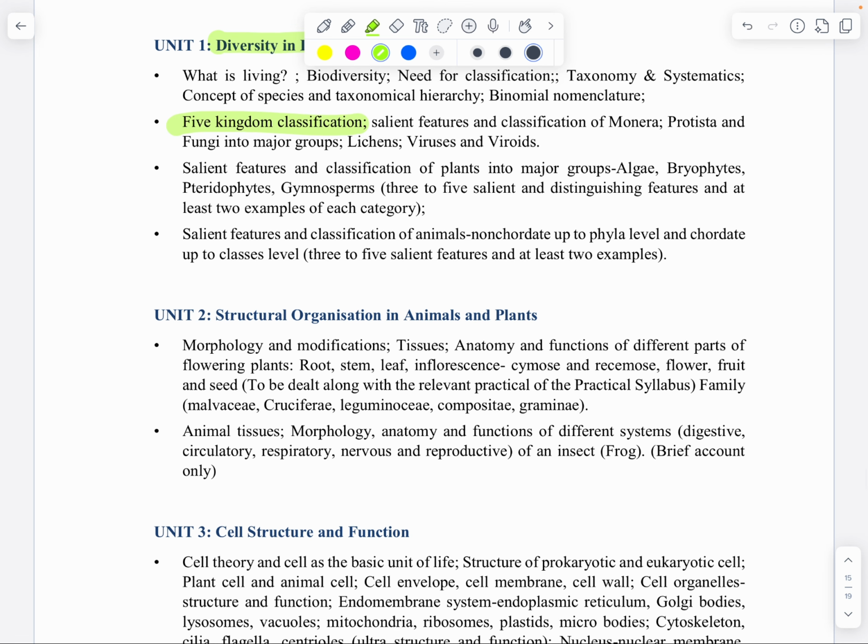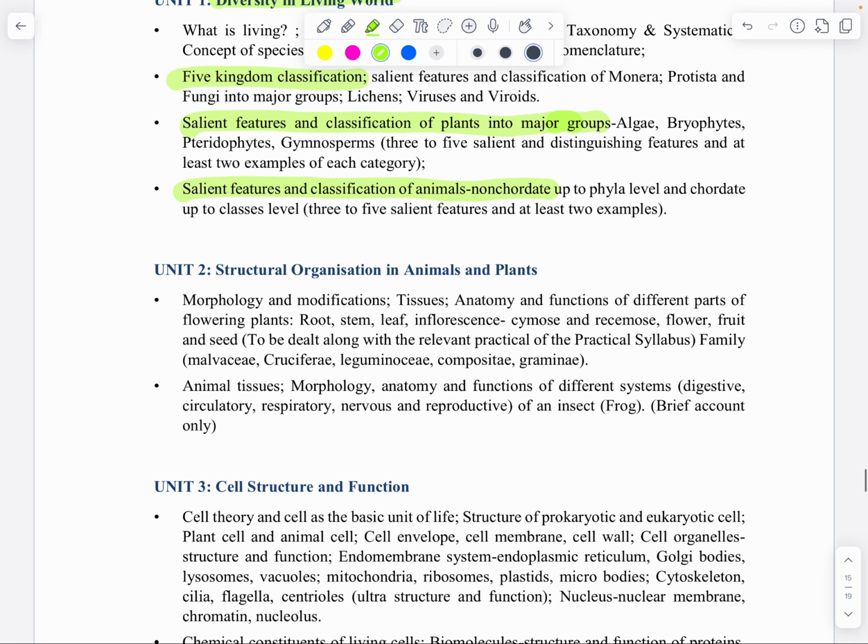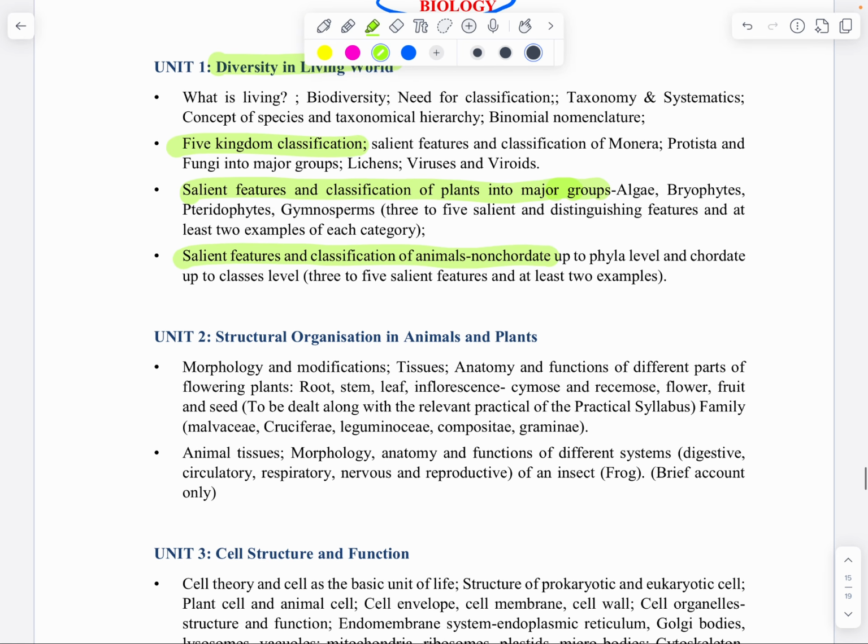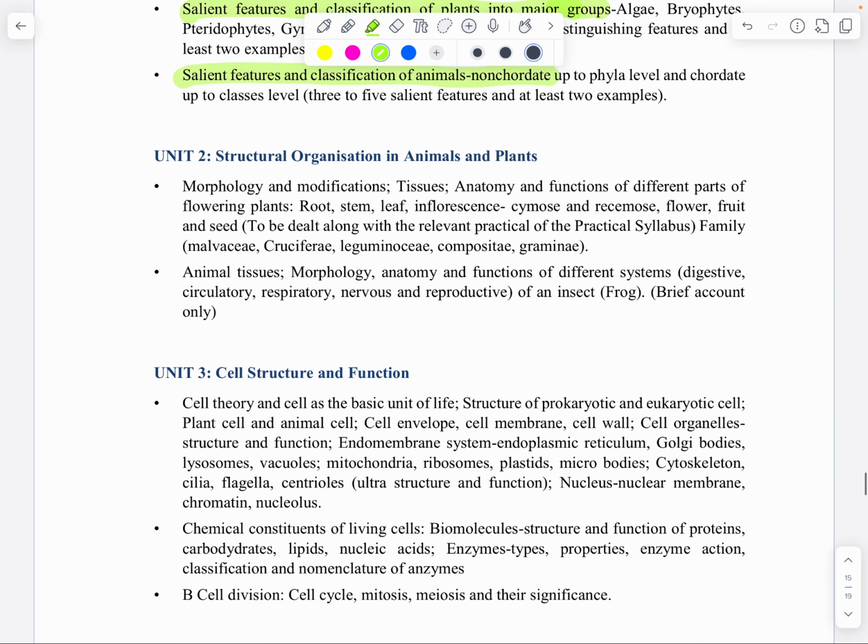The plant kingdom chapter is also important. Salient features and classification of plants into major groups. The animal kingdom, the fourth chapter, is very important. So you need to know everything from this unit. The second unit is structural organization in animals and plants.